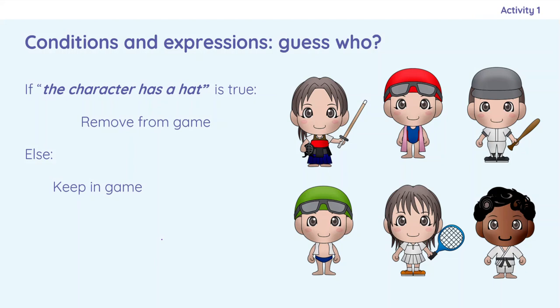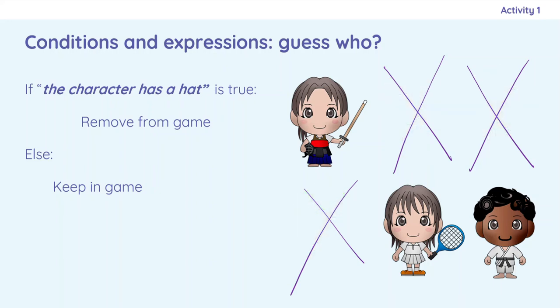So let's have a little go at this game. If the character has a hat, and that is true, we remove them from the game. Otherwise, they stay in the game. You have this in your OneNote, so we're going to play along here. If they have a hat, remove them from the game. So I'm just going to cross mine out. Then we continue through.